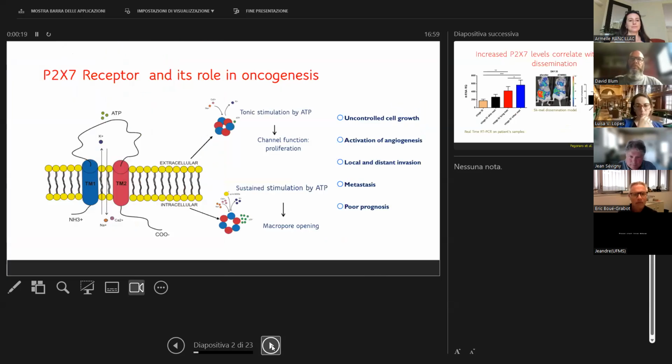As most of you know, the P2X7 receptor is an ATP-gated ion channel, which can mediate the opening of a small cation channel for sodium and calcium to enter the cells and potassium to efflux from the cell. And in this form, as a channel, especially as a calcium channel, it has been demonstrated in oncogenesis to promote tumor cell proliferation. On the other hand, the P2X7 receptor.